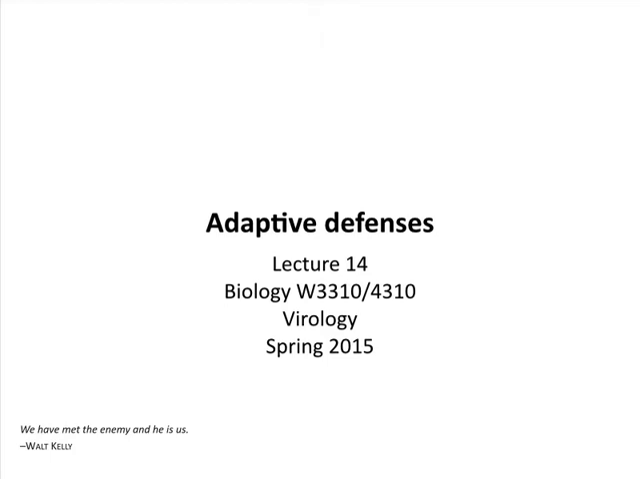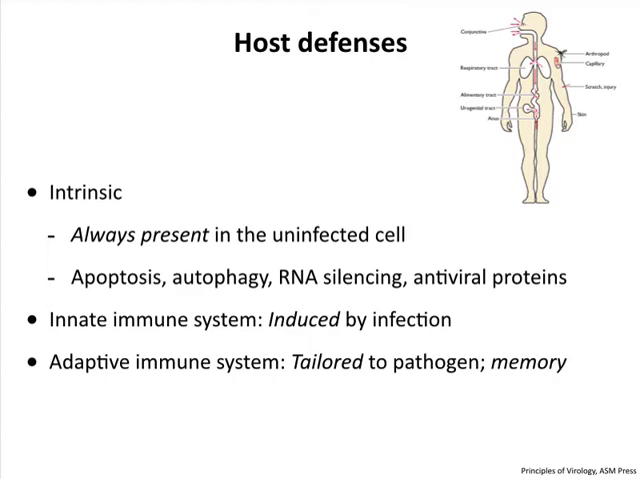Now, last time you may remember we talked about intrinsic defenses, the ones always present in an uninfected cell. We talked about a few examples of those: apoptosis, autophagy, RNA silencing, antiviral proteins. We talked about innate immunity, which is induced by infection. But today we're going to talk about the adaptive immune system, which is tailored to the pathogen. None of the other two defenses are tailored.